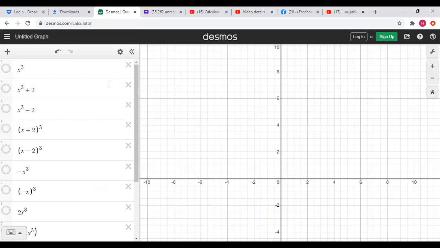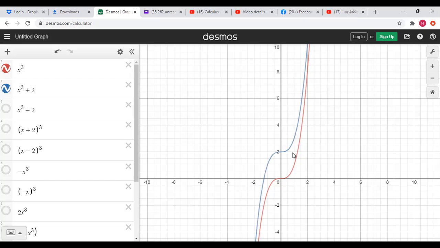Now I use f(x) equals x cube. X cube graph goes like this, right? Don't worry how we get this graph, x cube. Pay attention to transformations. Now, f(x) equal to x cube plus 2. That means you add 2 to each point. So it is obvious this graph should move upwards 2 units.